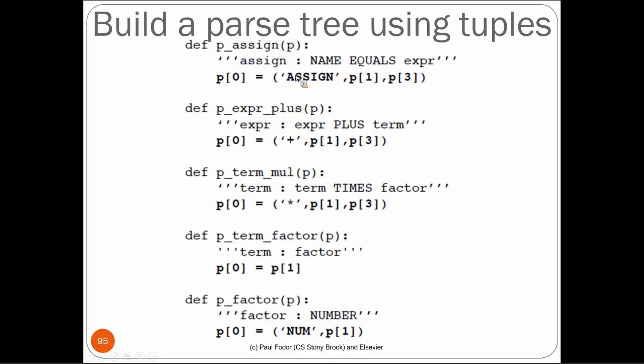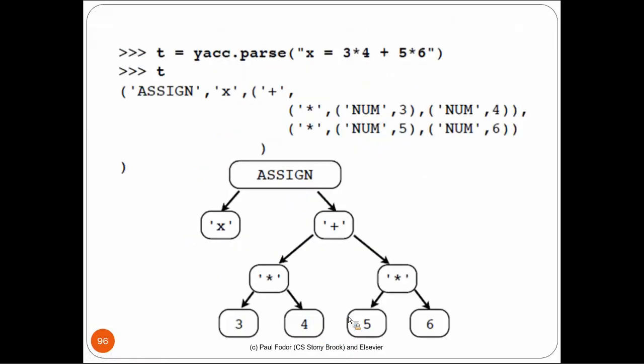So in this example, we basically build a parse tree. An assignment is an assignment tree. A plus is a plus tree. A multiplication is a multiplication tree. And a number is a number that has a single child that is the value of that number. So for instance, if we would parse the same input as before, the output t is in fact a tuple. It tells us that this is an assignment, and we are assigning to x the value of a plus node that has as children two multiplications.